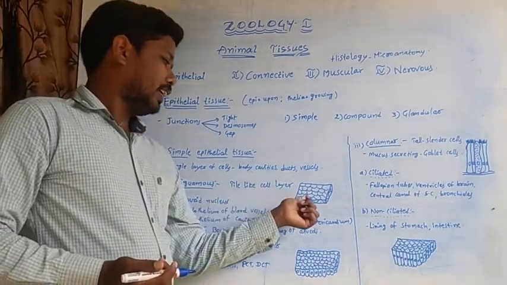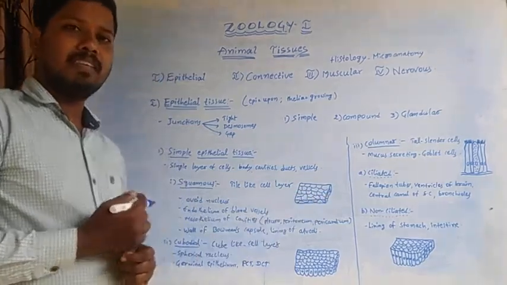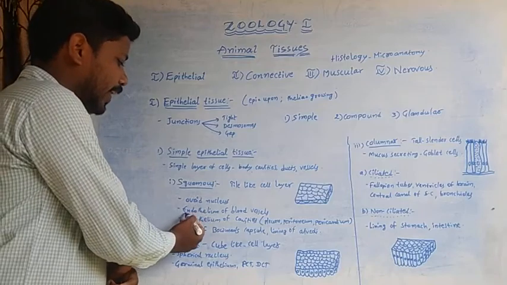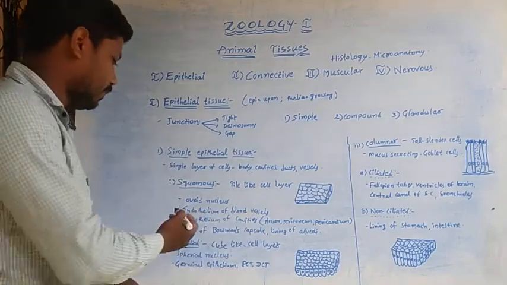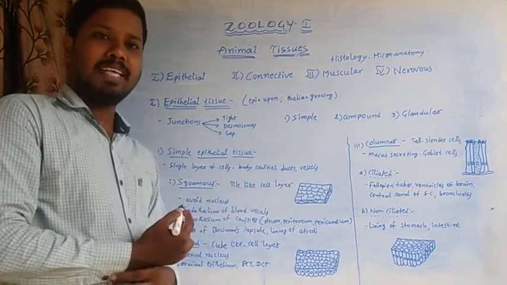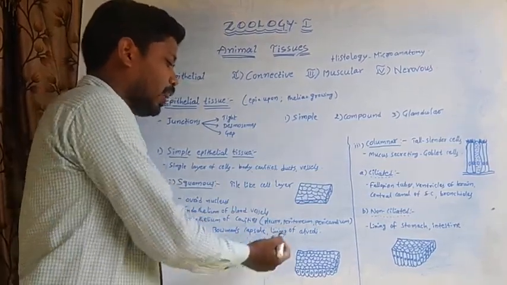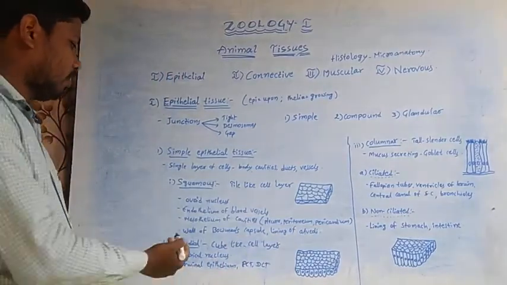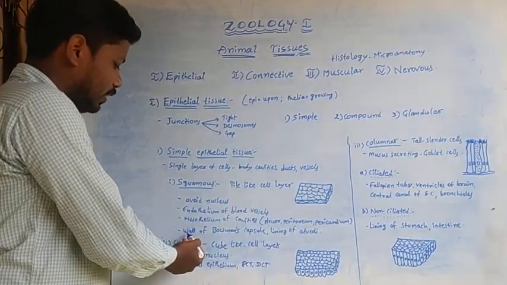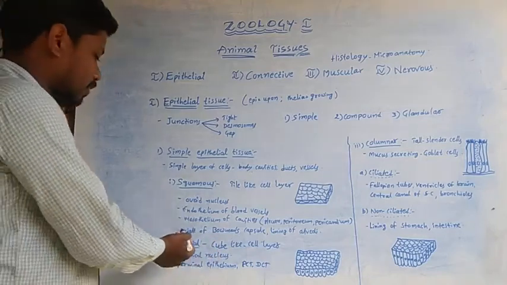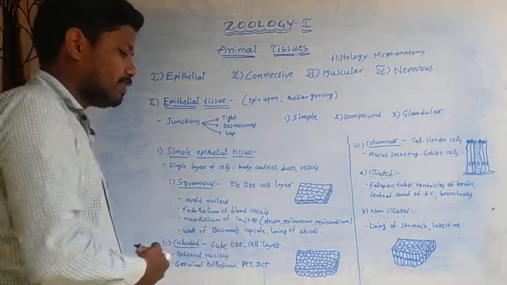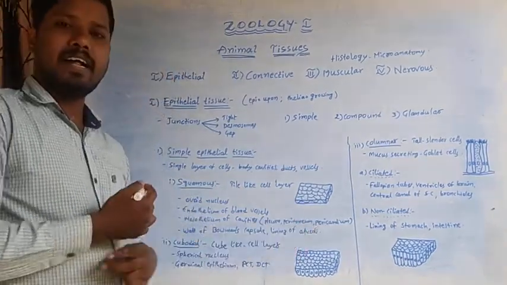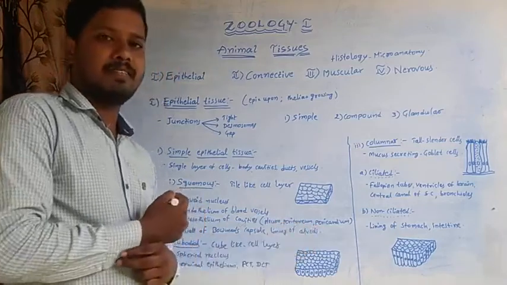A centrally placed ovoid nucleus is present in each cell. It is found in the endothelium of blood vessels, the mesothelium of body cavities such as pleura, peritoneum, and pericardium, etc. It is also found lining the wall of Bowman's capsule of the nephron and the lining of the alveoli of the lungs.